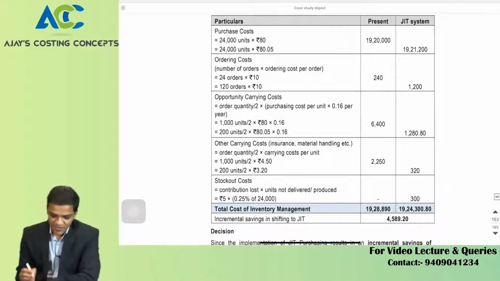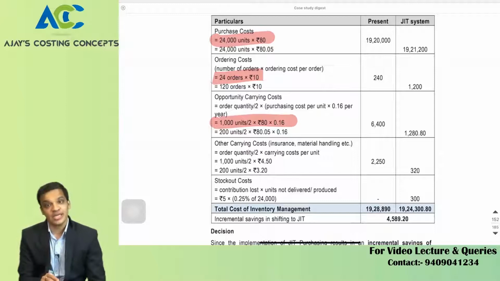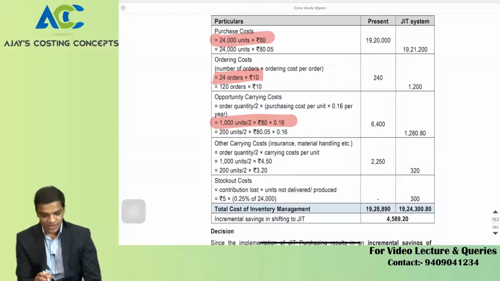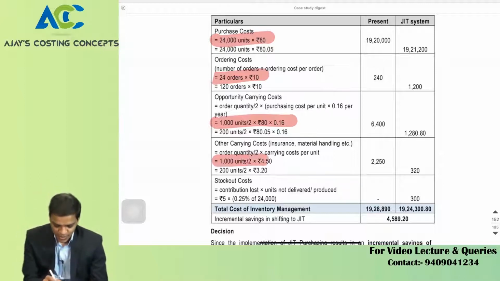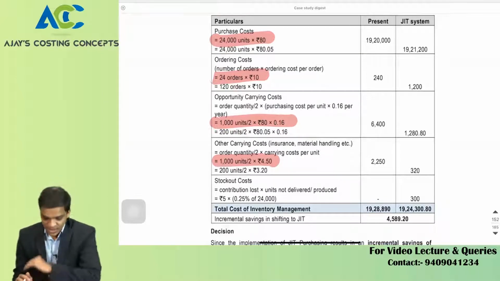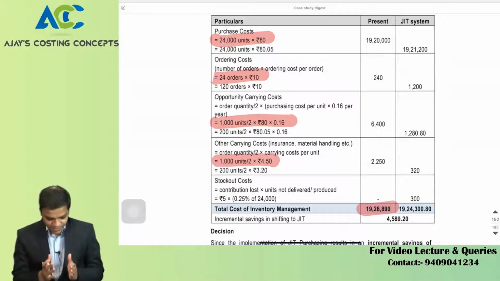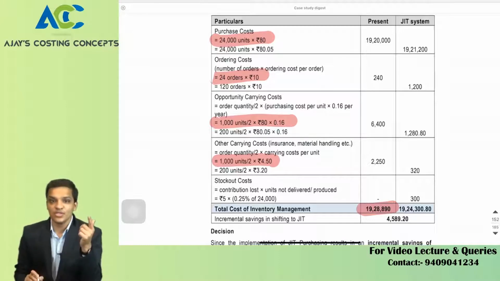So understand, in the present situation: 24,000 into 80, 24 orders into 10, 1,000 into 80 into your opportunity carrying cost, what we call the required rate of return, and 1,000 into 2 divided by 2 into 4.5. That would be your cost in the present situation. That total comes to 19,28,890.